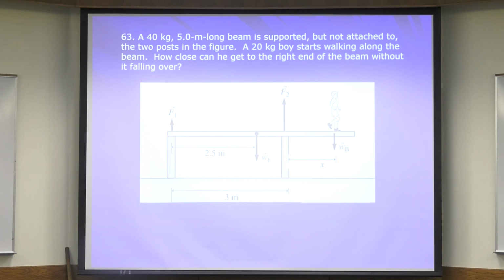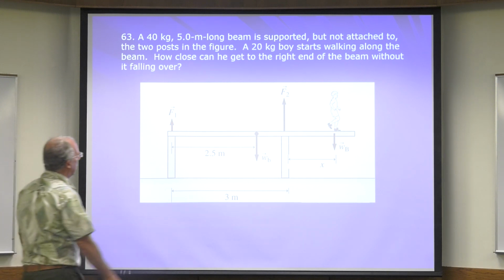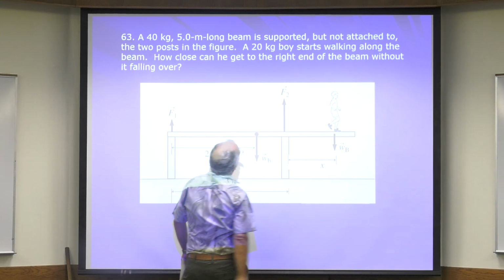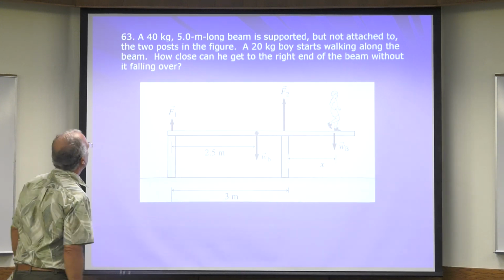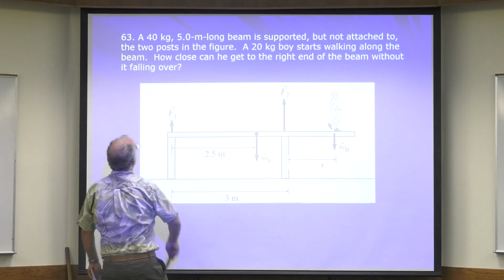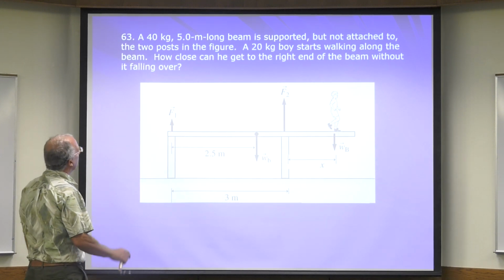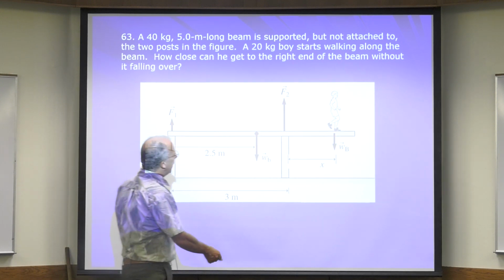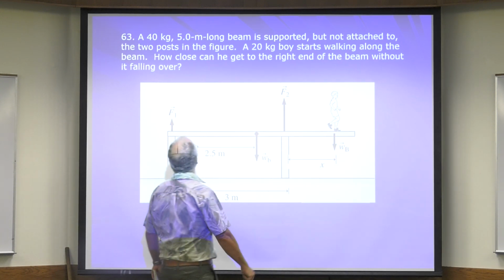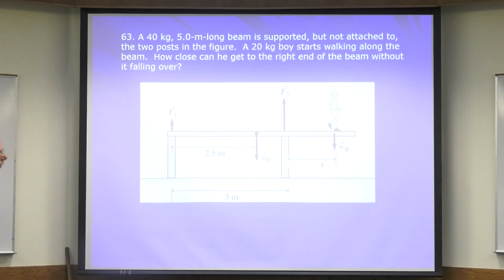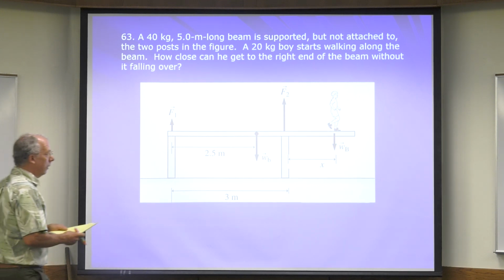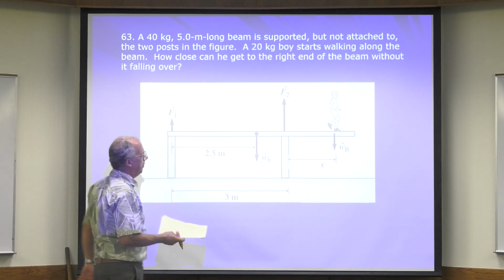Okay, a 40 kilogram, 5 meter long beam is supported but not attached to the two posts shown in the figure. A 20 kilogram boy starts walking along the beam. How close can he get to the right end without the beam falling over? All right. Okay, what's the object? Hopefully you agree, the beam, right? The beam is the object.